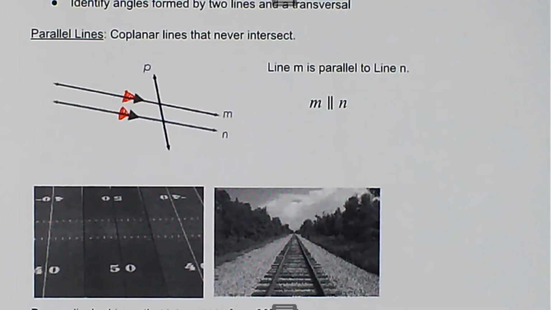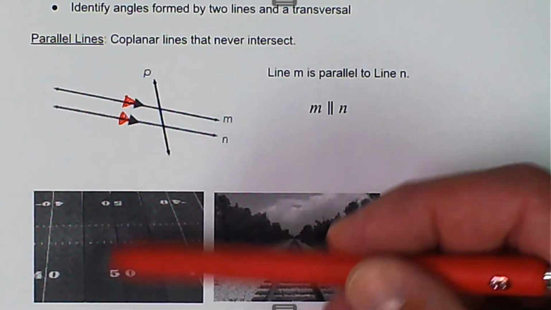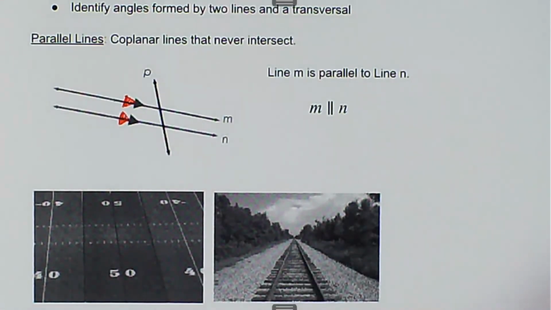Some examples of parallel lines: if you go to the football game, we can see that the yard lines are parallel to each other. Also, railroad tracks are parallel to each other.